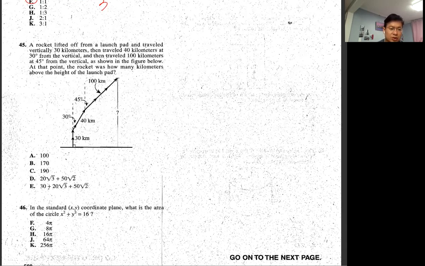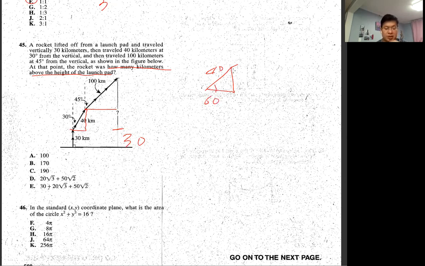Rocket launch, how many kilometers above the height of the launching pad? So the entire thing you have to figure out. It's a triangle, and the triangle looks like this. Up to here is 30, and then this one. If this angle is 30, then this angle is 60, right? So we know 60, and the hypotenuse is 40, and this is opposite.